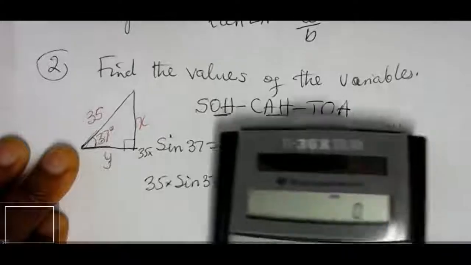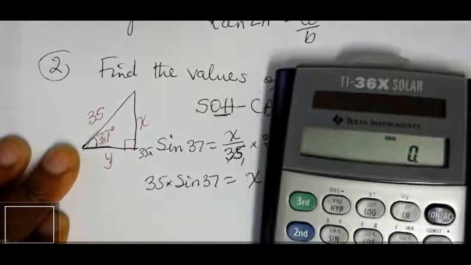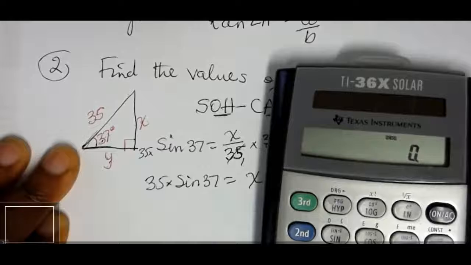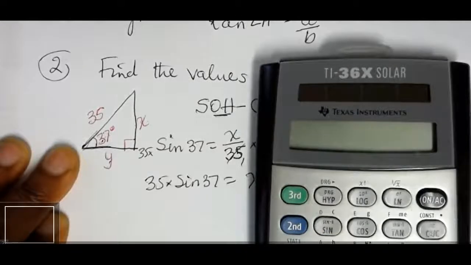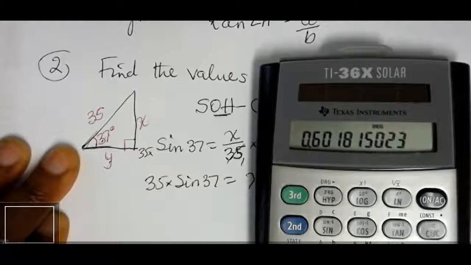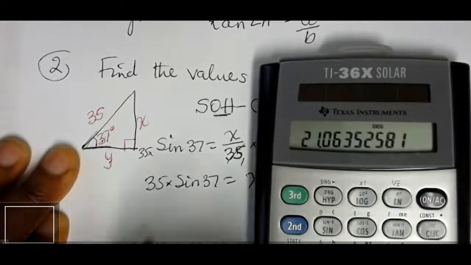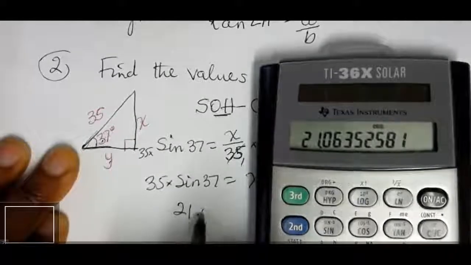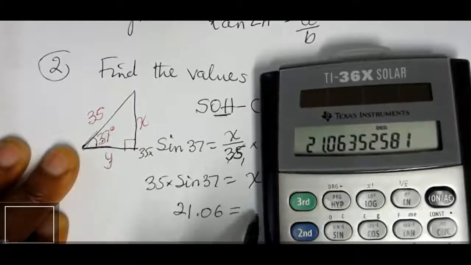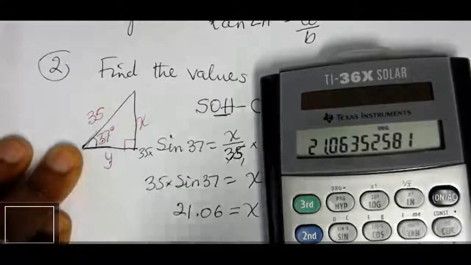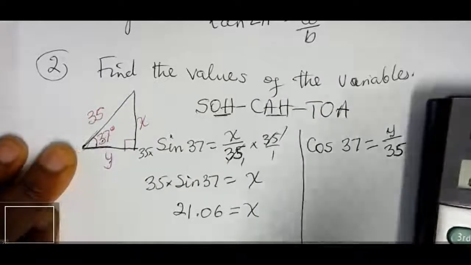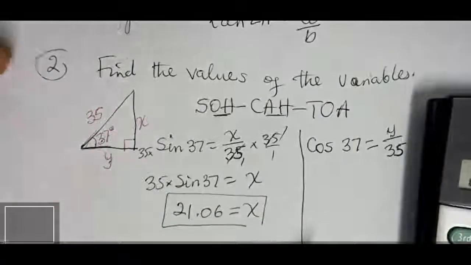Okay, find our calculator. So plug in sine, do your sine 37 first. So 37 sine, what is sine? Okay, times 35. So that gives 21.06 equals x. Okay, and that's our x.